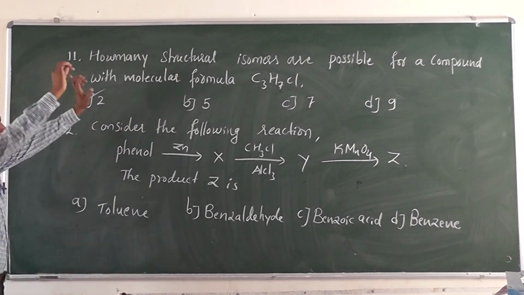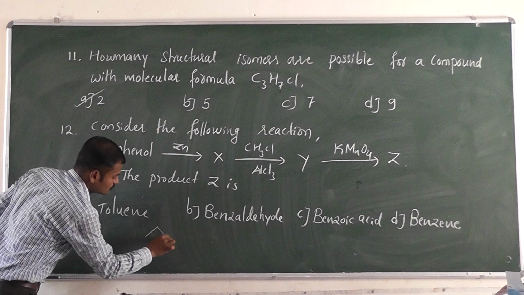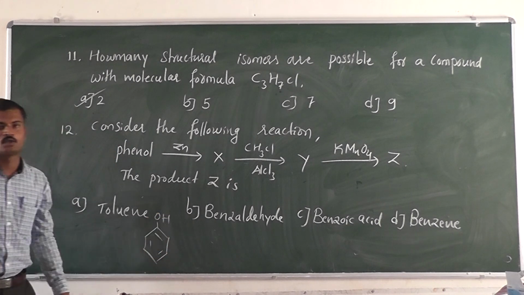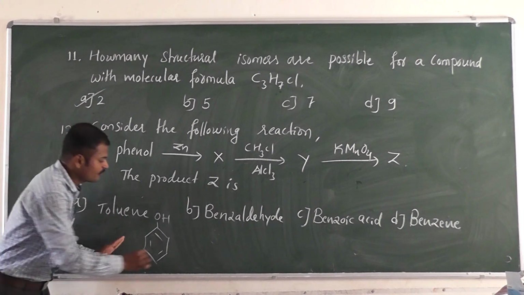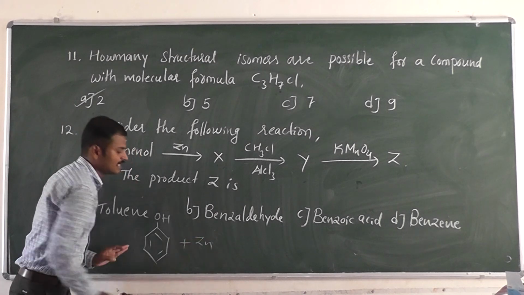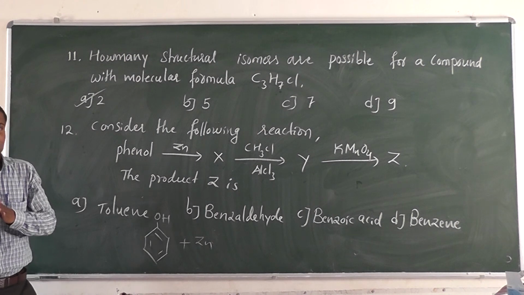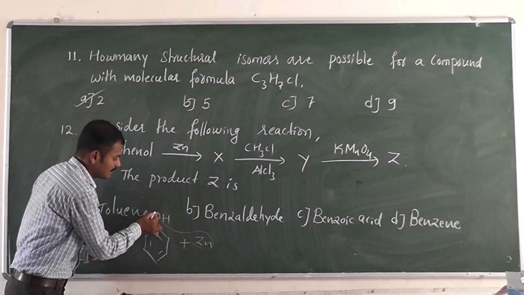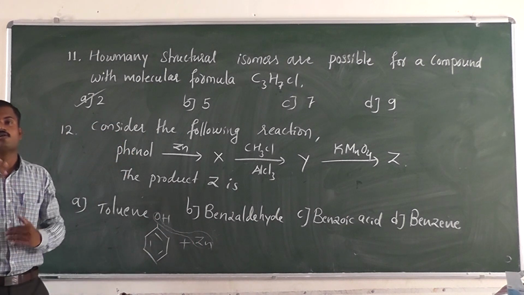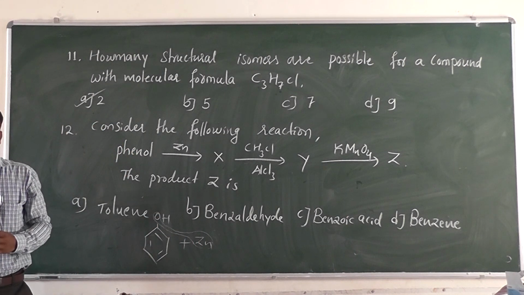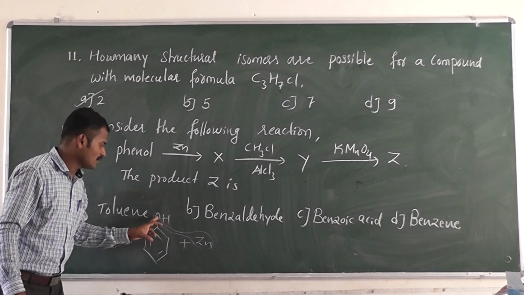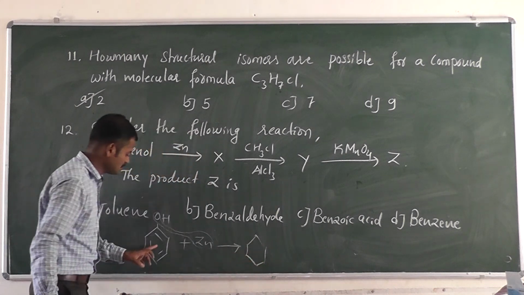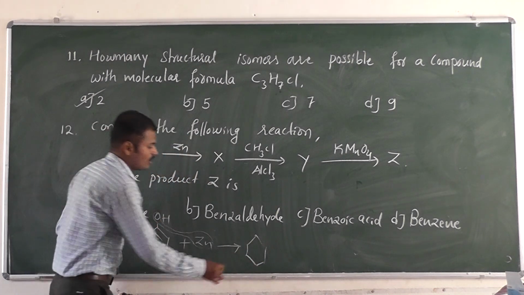See here, first phenol. I am writing phenol here. The structure of phenol you already know: benzene with an OH group. When this phenol reacts with zinc, what happens? This zinc very quickly reacts with oxygen to form zinc oxide. So it adds with the oxygen, forming only benzene, with hydrogen attached here.